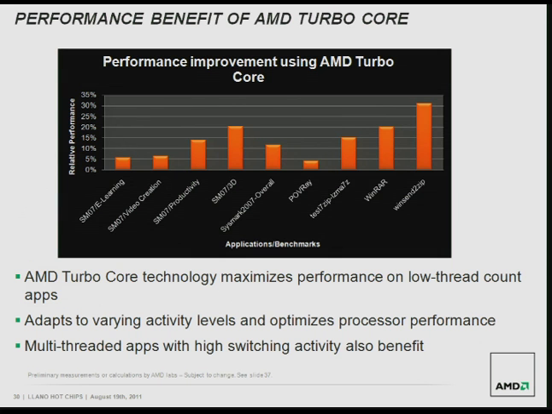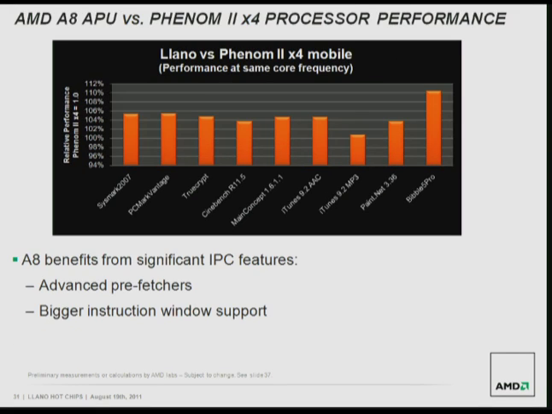So performance-wise, let's just summarize the performance benefit of the AMD Turbo Core. This, by the way, is a typo. This should be increased performance, not relative performance. And you can see that across a range of applications, we can get between 5 and 30% improvement in performance based on using Turbo Core. If we look at the IPC improvements and actually look at what they do for our performance, we can see that we actually have somewhere between a 2 and 12% benefit based on the IPC improvements. This is at a similar frequency to prior products.